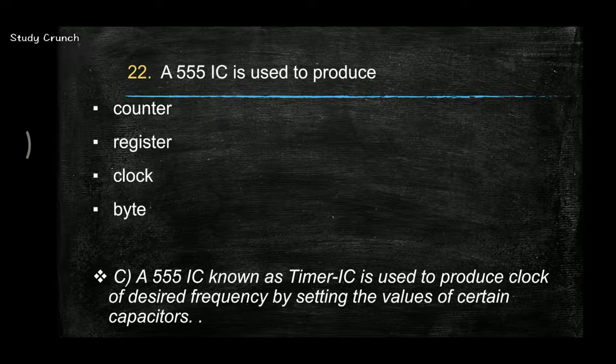Next, a 555 IC is used to produce a clock, that is C. So for a desired frequency, by setting the value of a certain capacitor, we can produce the clock of the 555 IC.